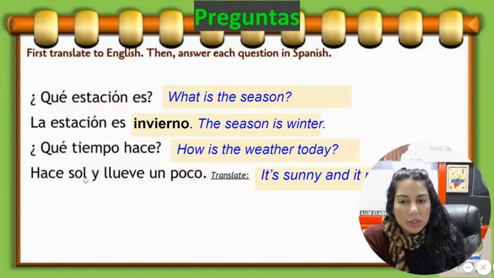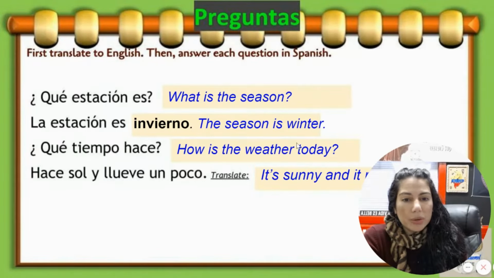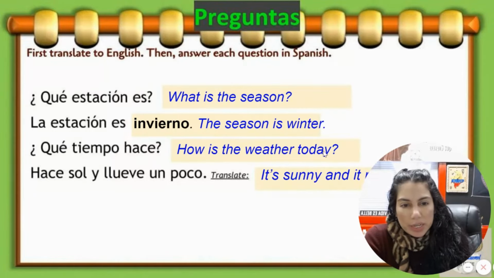The season is winter. ¿Qué tiempo hace? ¿Qué tiempo hace is how is the weather today? Well, not today. It would be just ¿qué tiempo hace? If I want to say today, I would add hoy. But I didn't in this, so I wrote it here, but it should be just ¿qué tiempo hace?